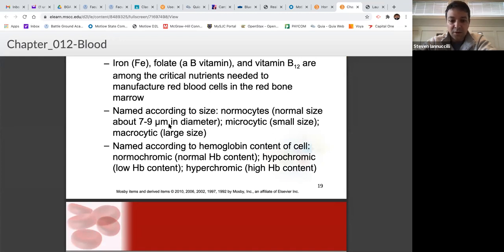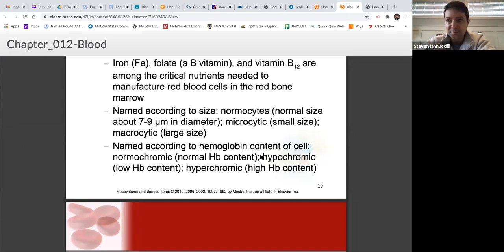red blood cell. And we can also name our blood cells according to how much hemoglobin they have. Normochromic is the normal amount of hemoglobin, and that hemoglobin is responsible for carrying our oxygen around our body. Without hemoglobin, we don't carry our oxygen around. Hypochromic is low hemoglobin content. That word hypo means lower than normal or less than.